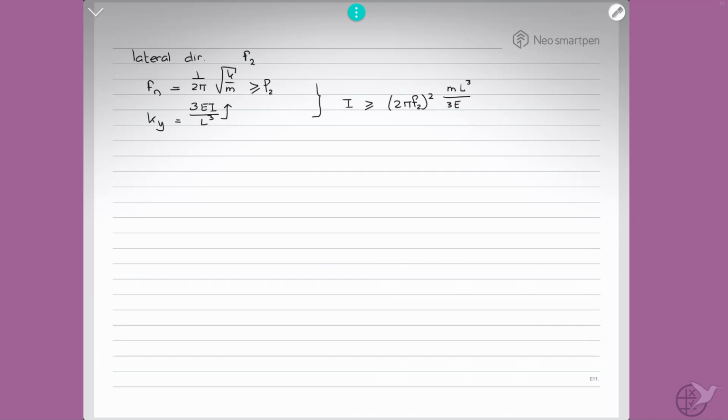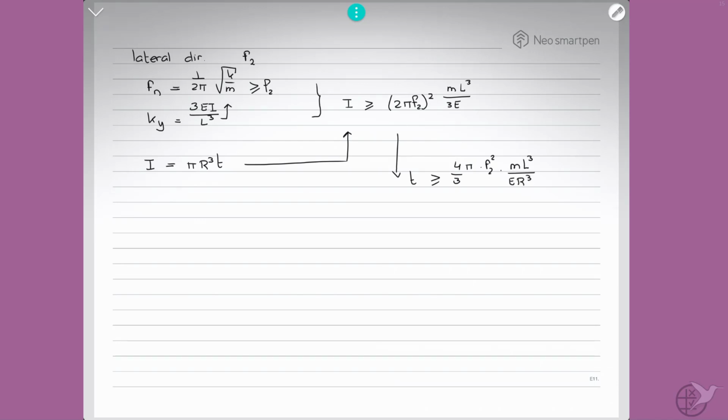Now the moment of inertia for bending for a thin-walled cylinder is equal to pi r cubed T, and if we substitute that into there and rework that for T, what we find is that our minimum wall thickness has to be larger or equal to 4 over 3 pi times F2 squared times M L cubed over E R cubed.